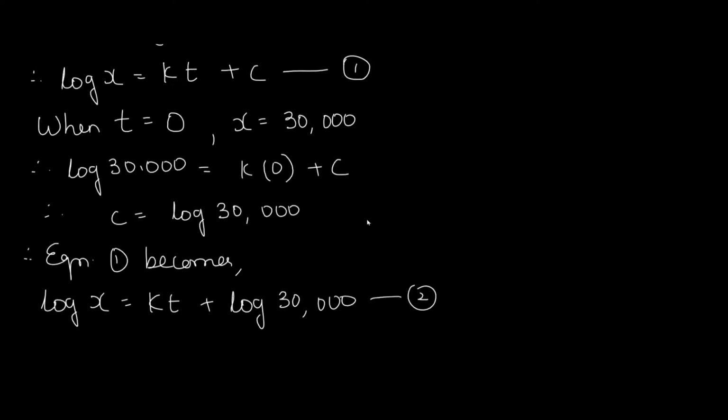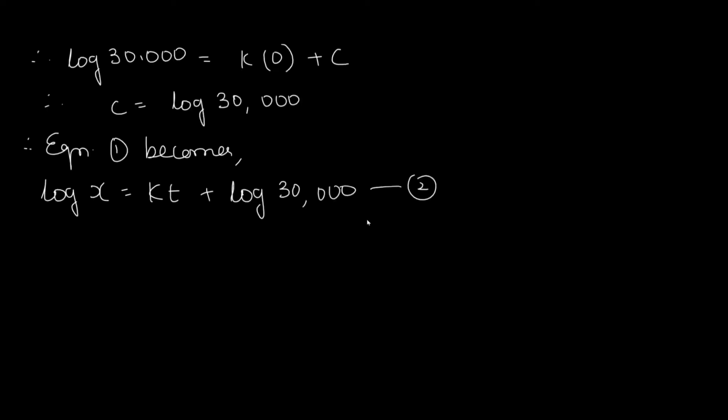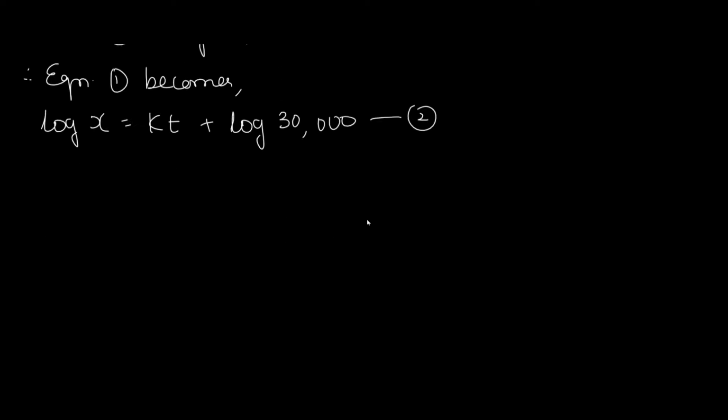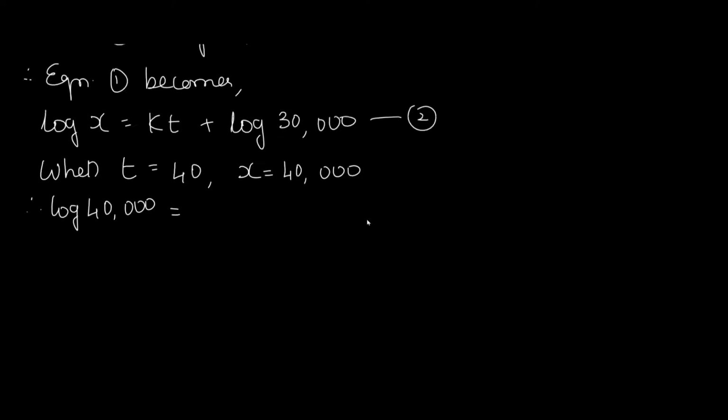Then, after 40 years, the population has become 40,000 according to the textbook data. Therefore, we write when t is equal to 40, x is equal to 40,000. And thus we put this in equation 2, and therefore we get log 40,000 is equal to kt, t is 40, so we get 40k plus log 30,000. This way. Then we subtract both these equations together. We bring log 30,000 to the LHS and thus subtract it.